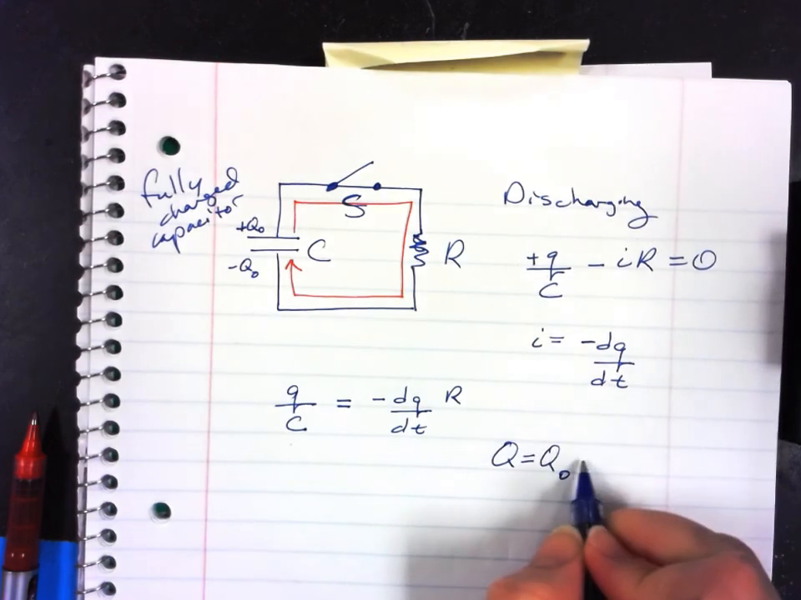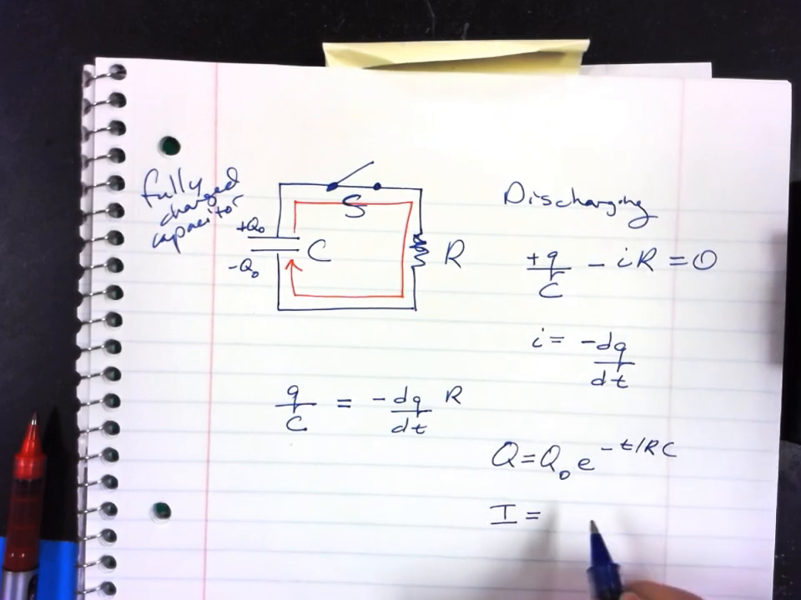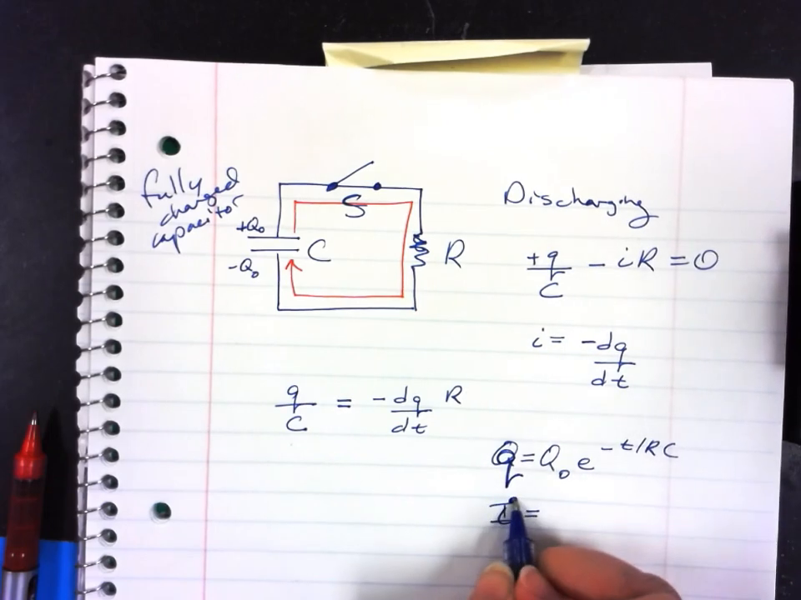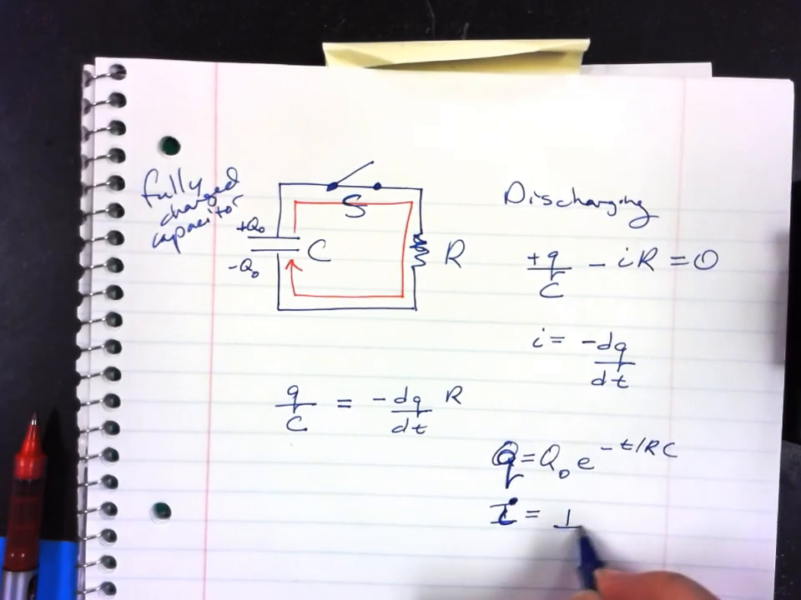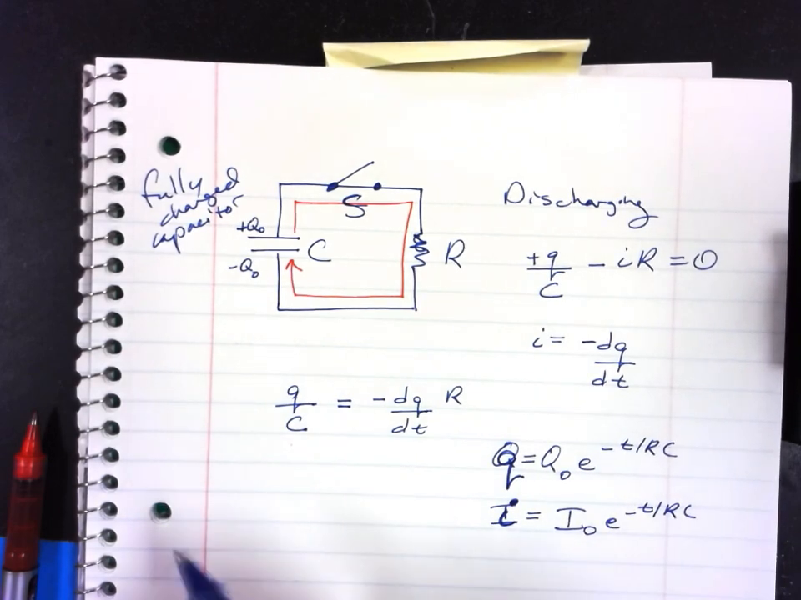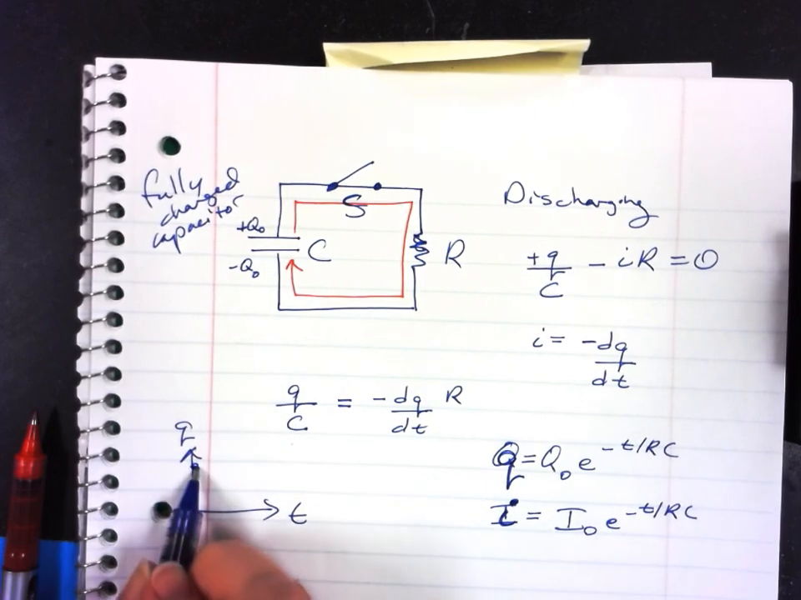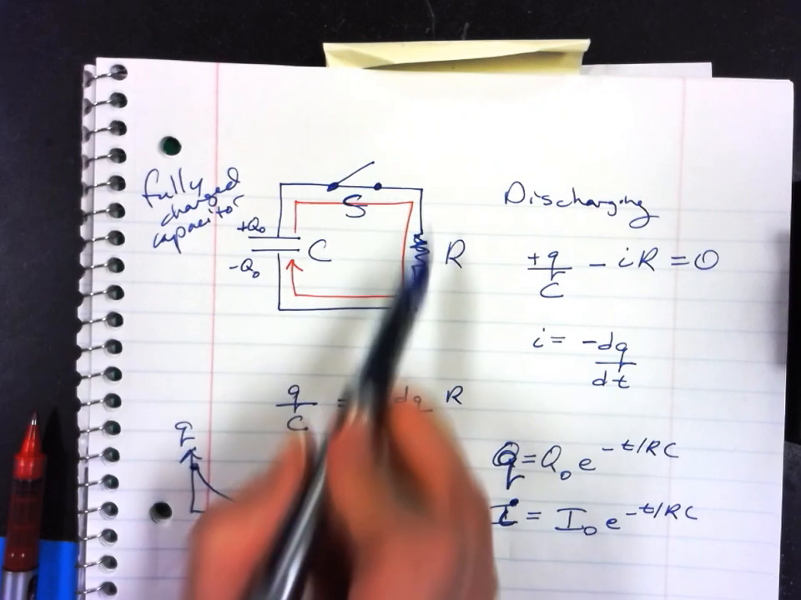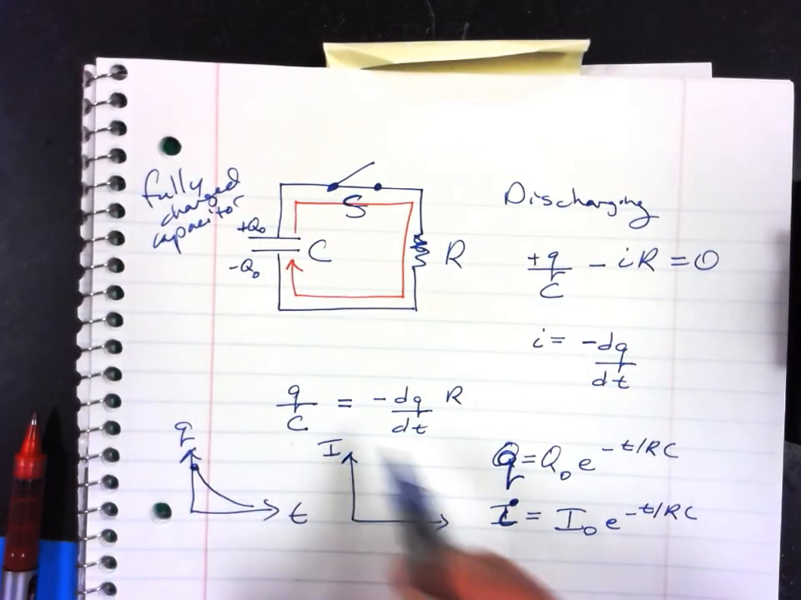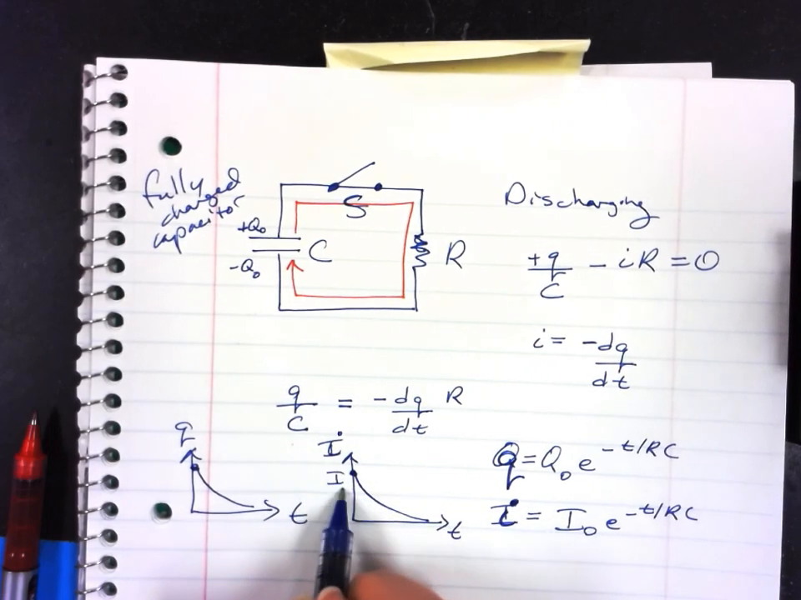Q is Q initial times e to the negative t over RC. And I, lowercase, is initial current times e to the negative t over RC. So our charge graph starts from some maximum and goes to 0, which makes sense. We're discharging it. We're getting rid of the charge. Our current graph also starts from some maximum and goes to 0.